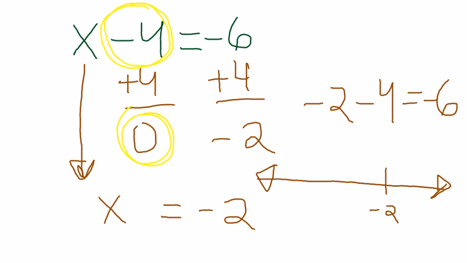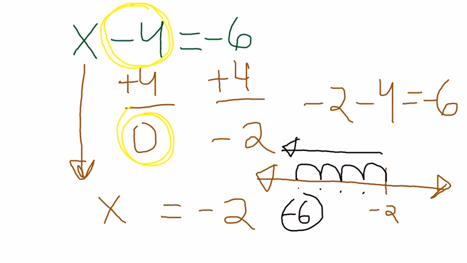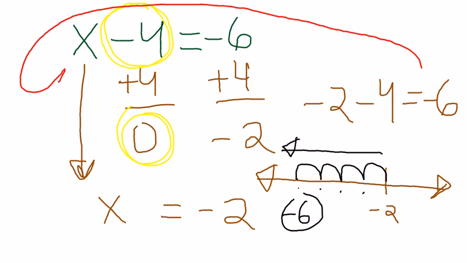So if we start at negative 2, and I know that subtraction is going to send me this way, and I need to go back 4 spots, 1, 2, 3, 4, it's going to put me at negative 3, negative 4, negative 5, negative 6. So yes, in fact, the answer to negative 2 minus 4 is negative 6. And if I plugged in negative 2 for x, I would in fact end up with negative 6 as my answer. So it works out.